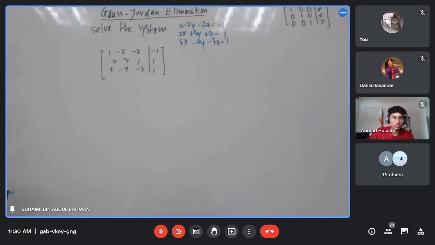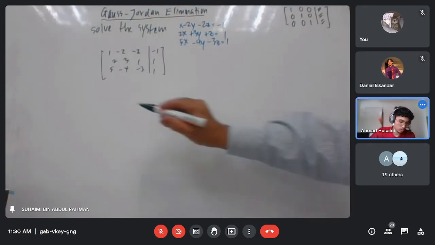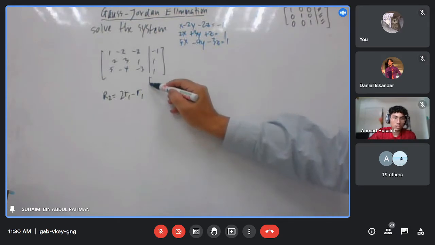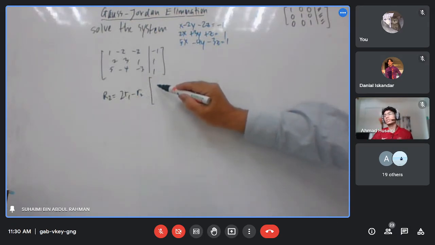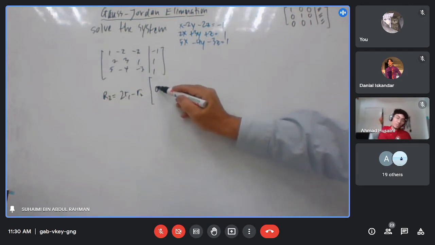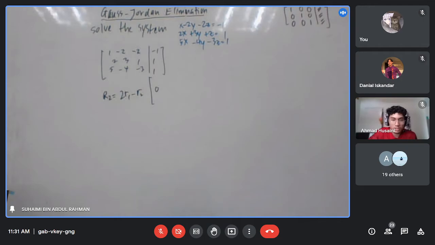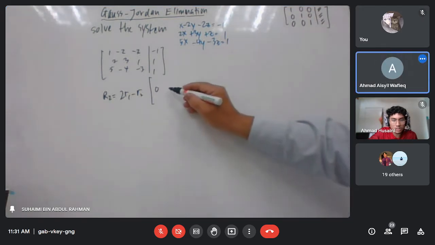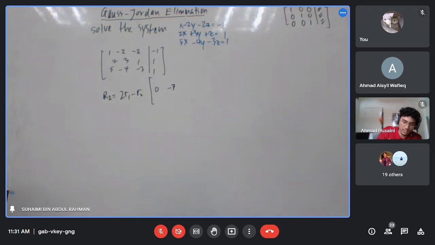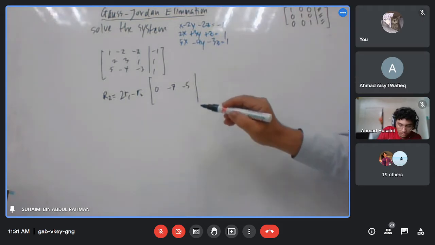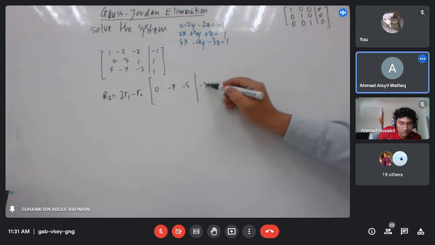Row 2 becomes R1 minus R2. So 0, and the second one, what do we have? Minus 7, minus 5, minus 3.